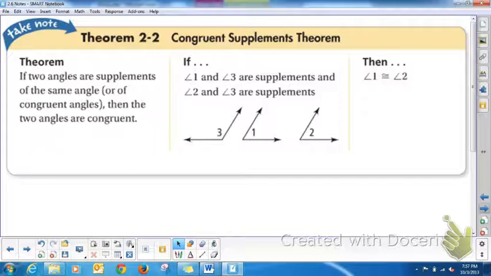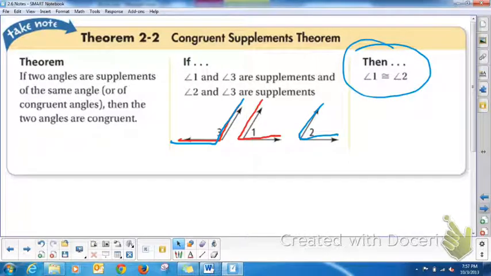So in this picture, angle 3 and angle 1 are supplements. They're supplementary. That means their sum is 180 degrees. Also, angle 2 and angle 3 are supplementary. So if angle 1 is supplementary to angle 3 and angle 2 is supplementary to angle 3, then that means angle 1 and angle 2 must be the same measure.